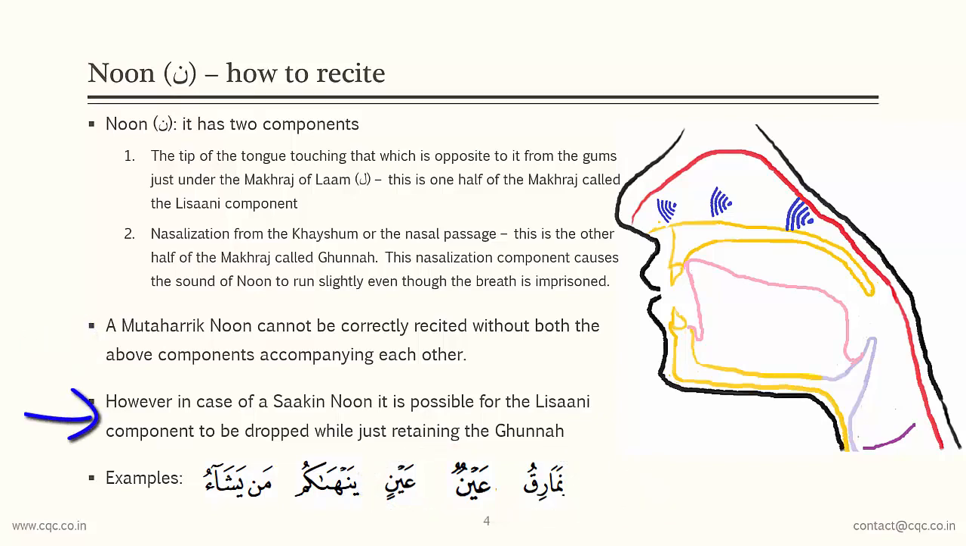However, in case of a sakin Noon, it is possible for the Lisani component to be dropped while just retaining the ghunnah. So in this example, Yanhaakum, both the components of the Noon's makhraj are retained. Whereas in this example, Man Yasha'u, you will notice how the lisani component was dropped, whereas only the ghunnah was retained. Inshallah, in the future sessions, we will study detailed rules based on which we will understand on what basis one or even both components of the noon's makhraj may be dropped.